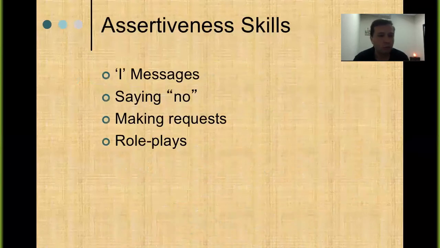We did a lot of assertiveness training, teaching people with the I messages, like when you do this, I feel this, helping people practice to say no. We did a lot of those role plays. Helping people make requests. We would role play going to HRA and asking for additional assistance. We would role play talking to their psychiatrist about med changes, all of those different things.